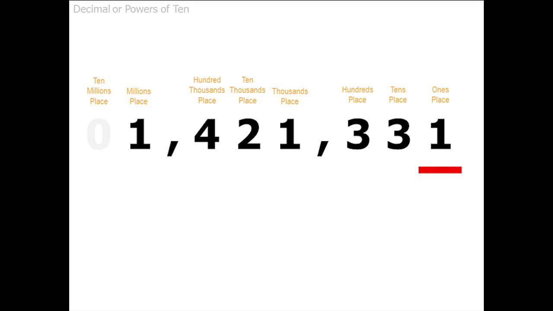With this number, 1,421,331, you have 1 times 1 in the ones place. You have 3 times 10, which is 30, in the tens place. 3 times 100, which is 300, in the hundreds place. 1 in the thousands place, so it's 1,000. 2 in the 10,000s place, which is 20,000. 4 in the 100,000s place, which is 400,000, and 1 in the 1 million's place. So 1 million plus 400,000 plus 20,000 plus 1,000 plus 300 plus 30 plus 1. That's the way the numbers break out in terms of the powers of 10.